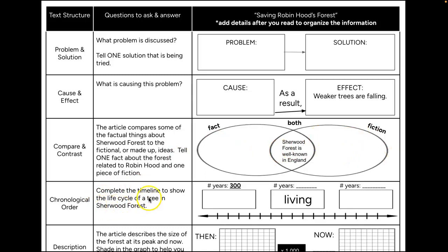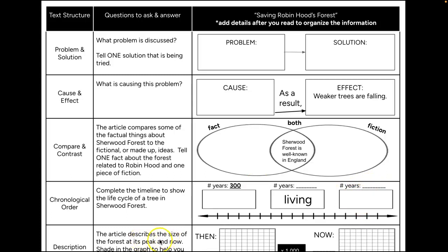For chronological order, I give you a little timeline here to show the life cycle of a tree in Sherwood Forest. So it's going to tell you the number of years, and I gave you the first one. For 300 years, something happens in the cycle of that tree. You need to figure out how many years actually is that tree living, and then how many years for that last part of the life cycle.